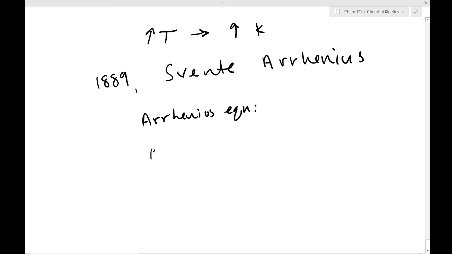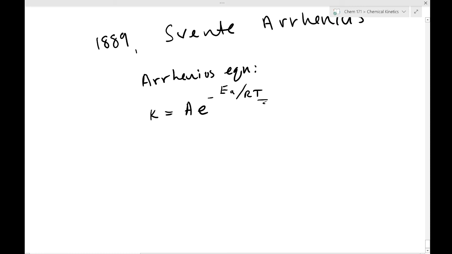And what he came up with was k is equal to some factor A times an exponential raised to the negative Ea over RT. Okay. So let's break into this. By the way, here's the temperature. So k is dependent on temperature. Let's break into this and talk about what each one of these symbols means. k is of course the rate constant for the reaction.